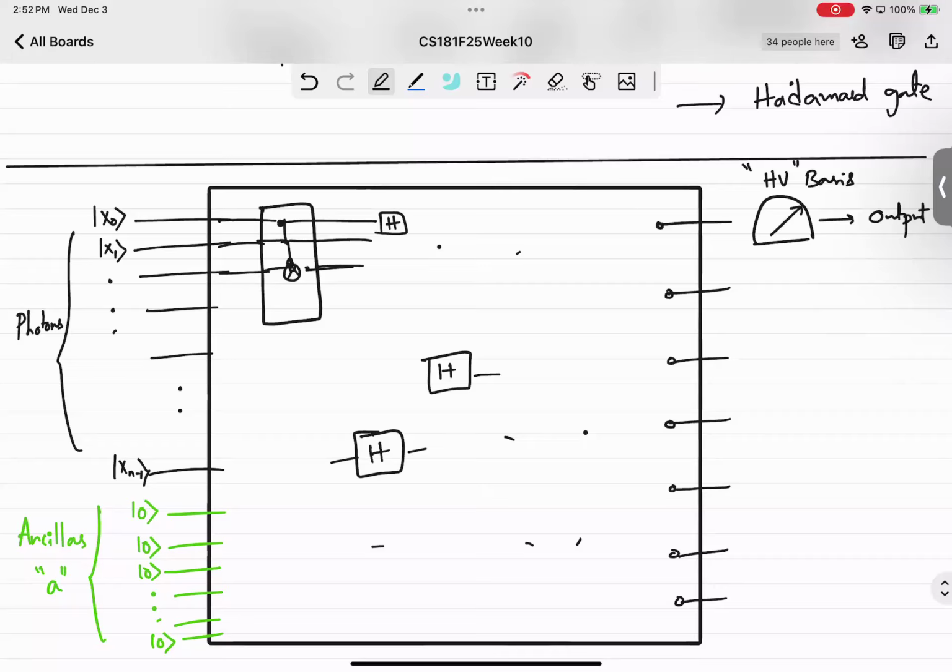Any questions about this definition? At least the picture. We'll formally define it. It will be more tedious when we define it formally. Yeah?